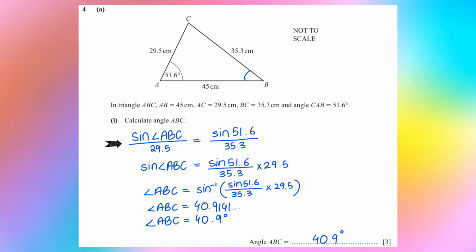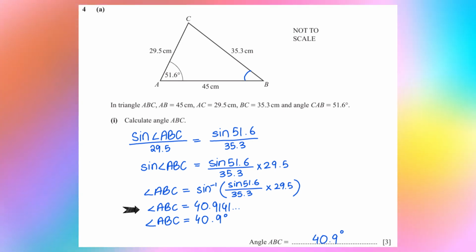So, substituting into the formula respectively, we get the sine of angle ABC over 29.5 equals the sine of 51.6 over 35.3. Then we solve for angle ABC. Multiply both sides by 29.5. Then, take sine inverse of everything on the right side of the equation.